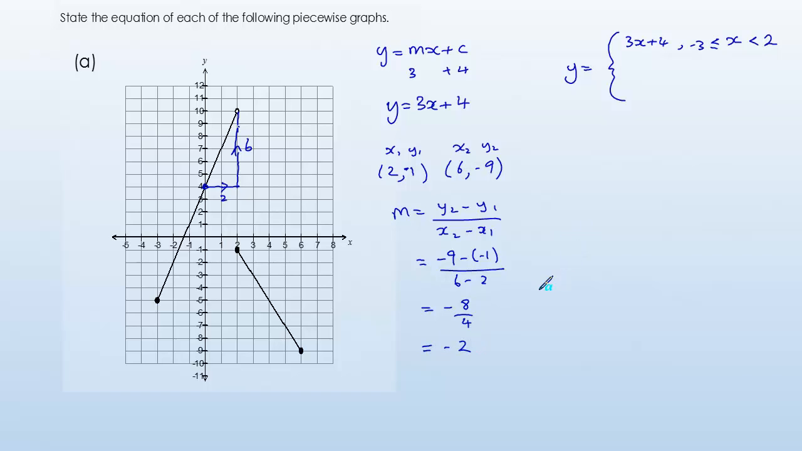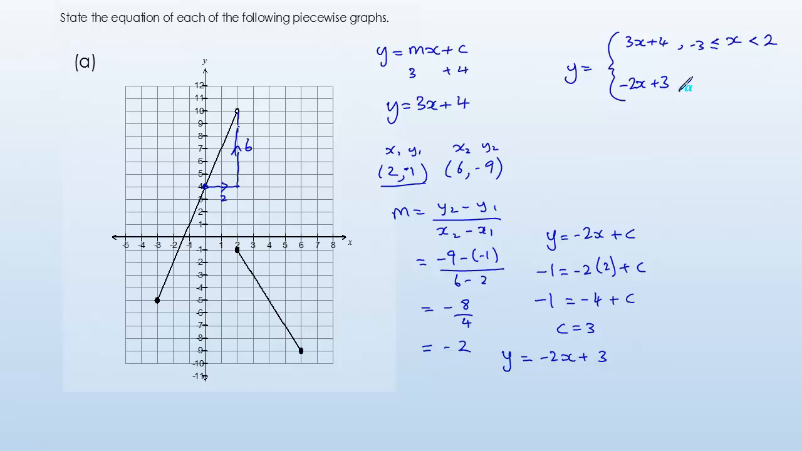So we've got the gradient. So y is -2x plus c. Now let's use this point here. -1 equals -2 times 2. Remember, this is the x value, that's the y value, plus c. So -1 equals -4 plus c, which would give me c equals 3. So the equation for this bit is -2x plus 3. We couldn't find the intercept because it didn't go that far. But we now have -2x plus 3.